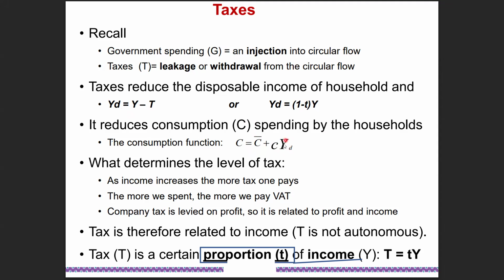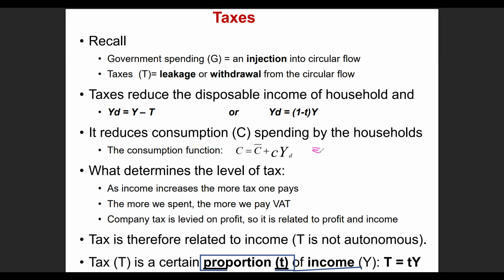Right. Now to calculate your disposable income, you can say Y minus T. So this can also be written as C plus C into Y minus T. Or you can just say C plus small letter c, for marginal propensity to consume, into 1 minus T times Y, to show this is your disposable income.